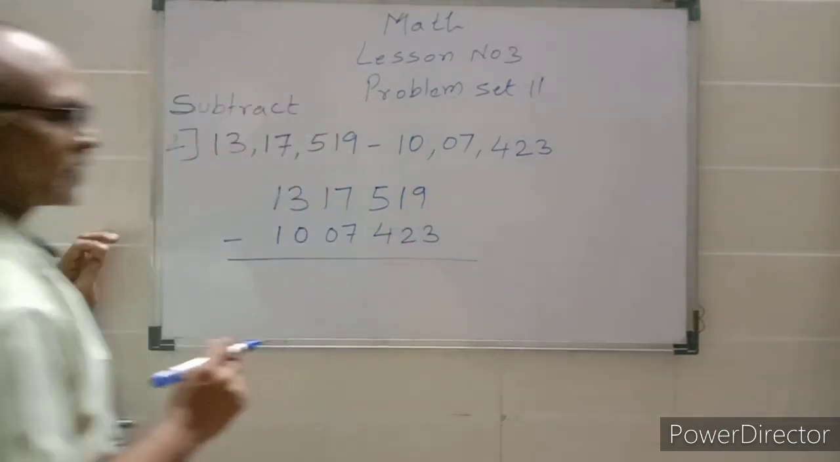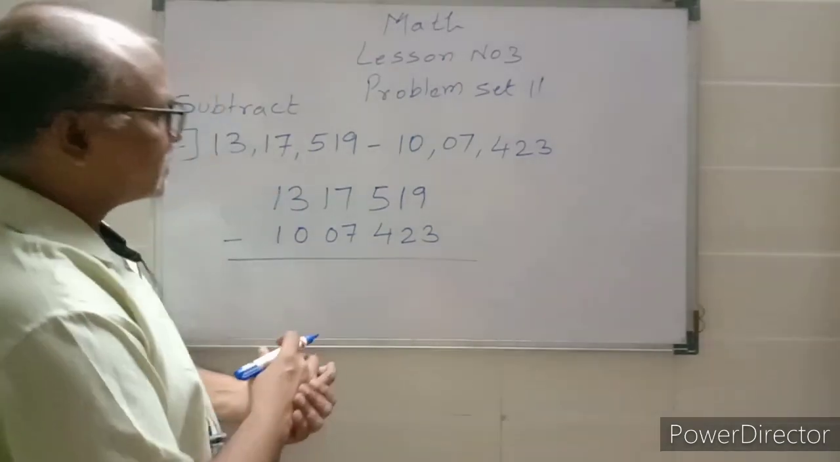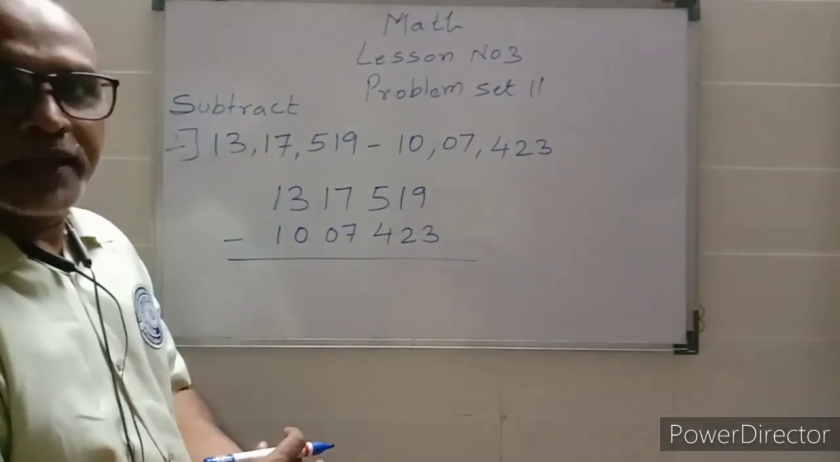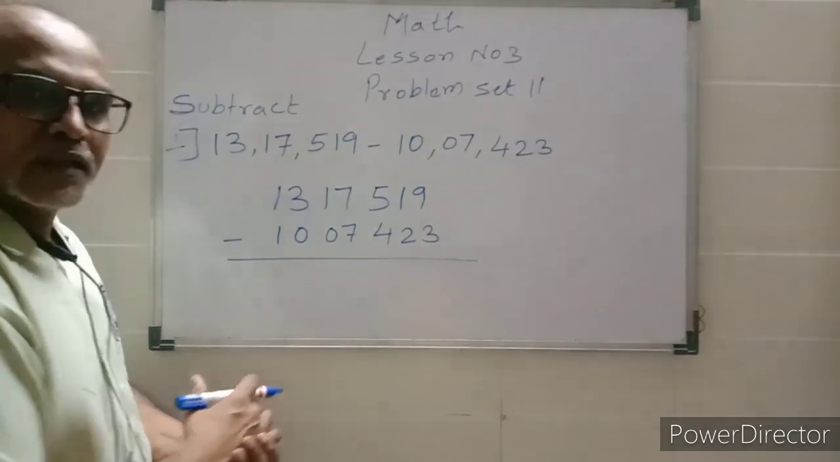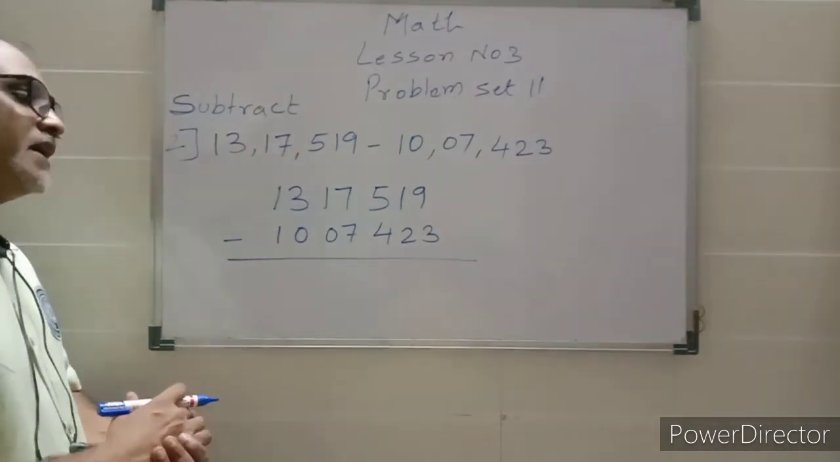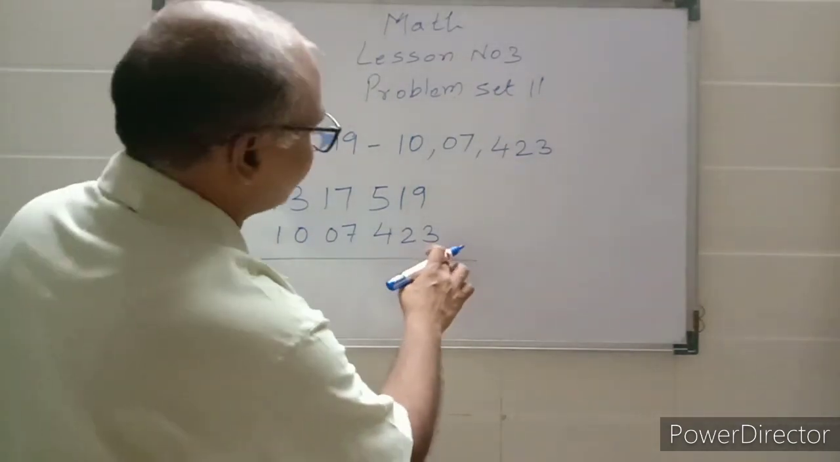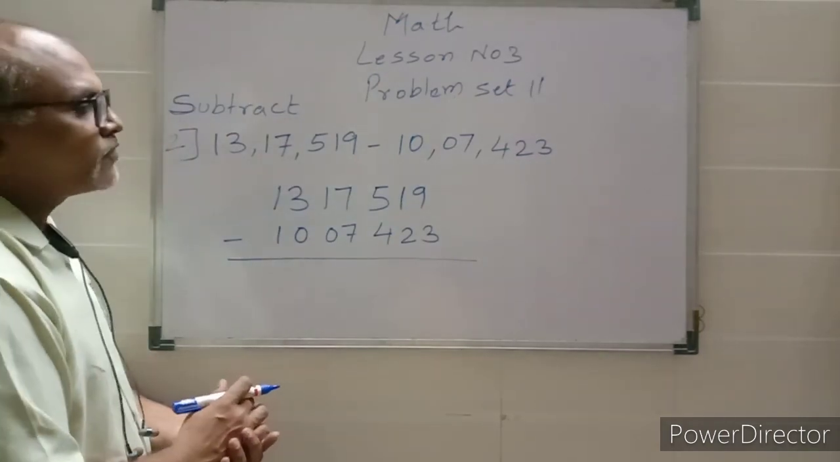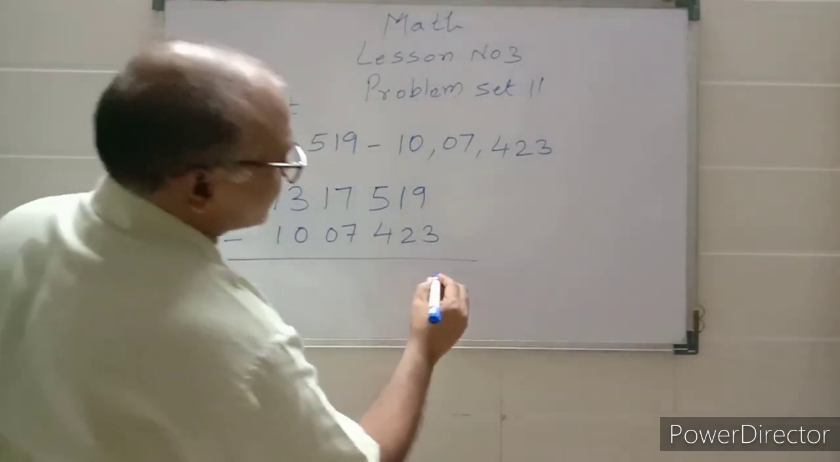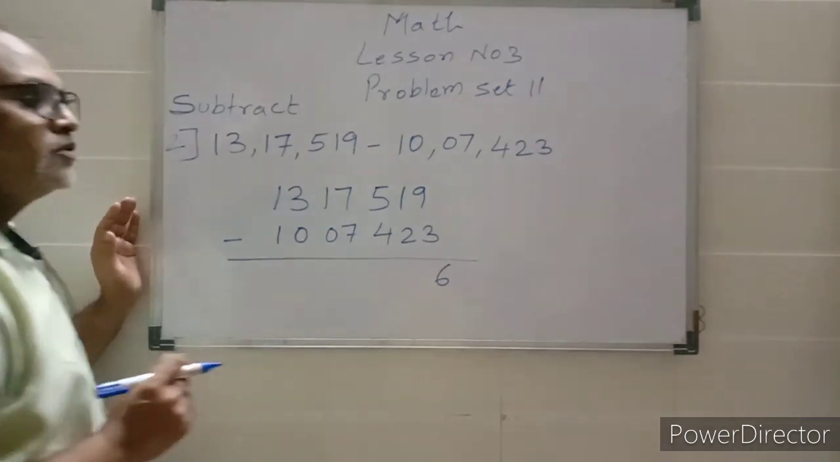We will start with the subtraction. Now in the unit place, the digit in the upper number is 9 and the digit in the lower number, the number which is below, we have the digit 3. We can easily subtract 3 from 9. When we subtract 3 from 9, we get 6. So we got 6 in the units place.